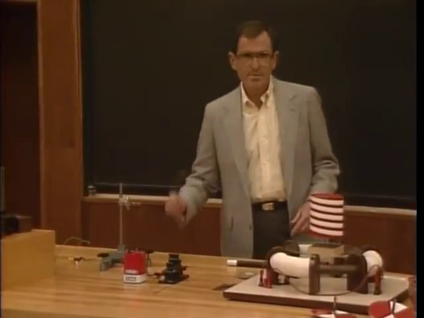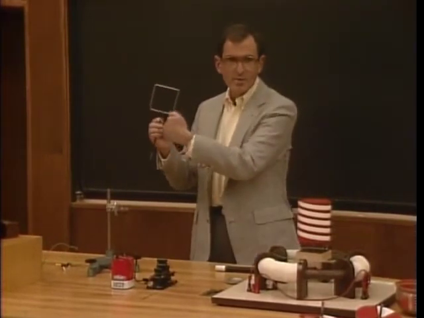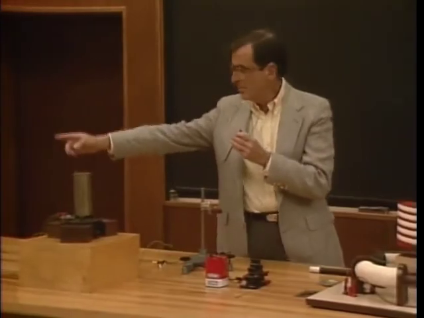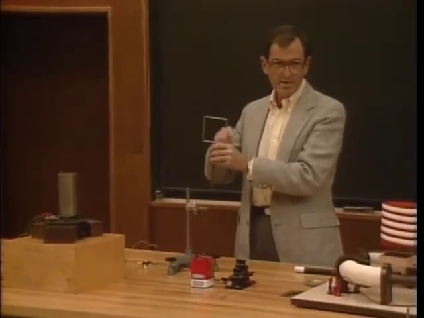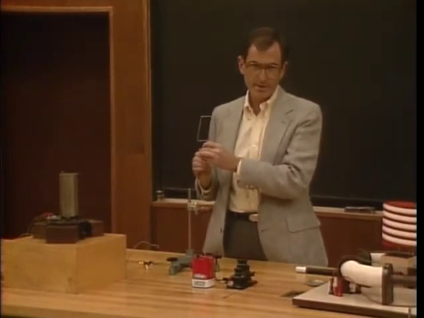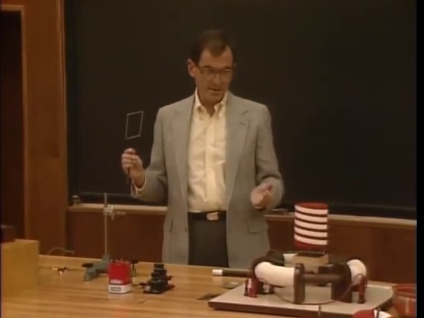Here I have a simple loop of wire. My job is to make an electric current run around in this loop. The loop is connected to a galvanometer whose output is that point of light on the screen. So if I succeed in making the current run through the loop, that light will move back and forth on the screen. How am I going to make it work? Well, I've got to do it using magnetism.